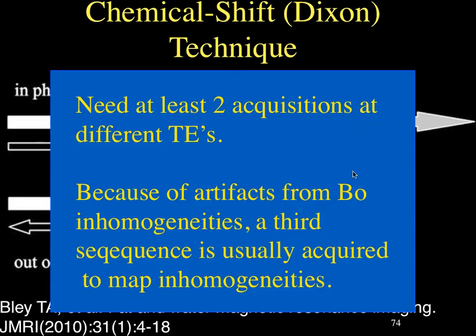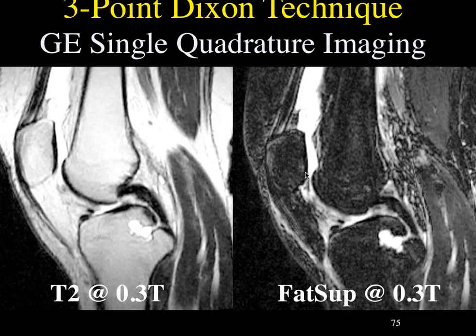So this is a technique where you use at least two different acquisitions. Usually you use three, another one to correct for phase problems. By acquiring three, you can decrease the sensitivity of this technique to magnetic field inhomogeneities. And this is used a lot at low fields. This is a very good technique for low fields.